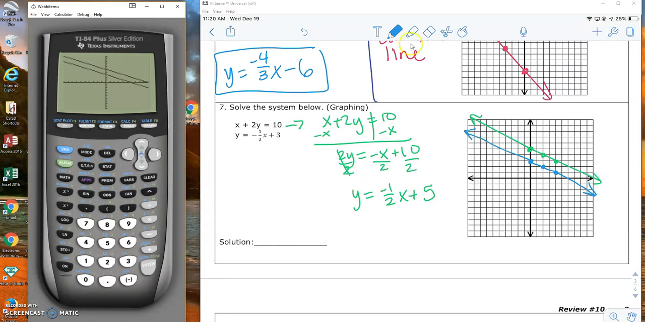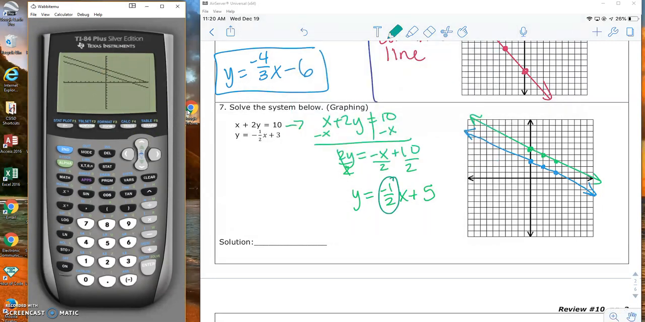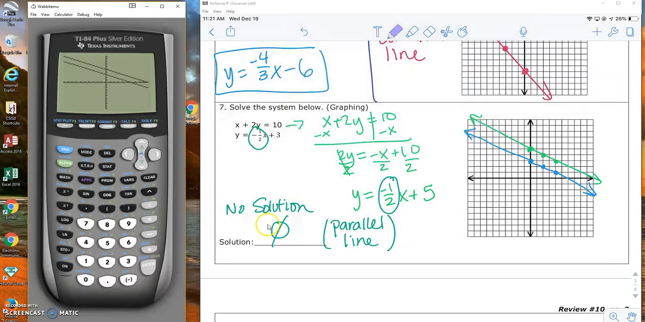But I can see from my graph and from the graph on my calculator that these lines are parallel. If you notice, they have the exact same slope. So my solution for parallel lines is no solutions. So written on your test would probably be the words no solution, but the 0 with the line is also acceptable. Just make sure you know that these mean the same thing, and it's no solution because these are parallel lines.